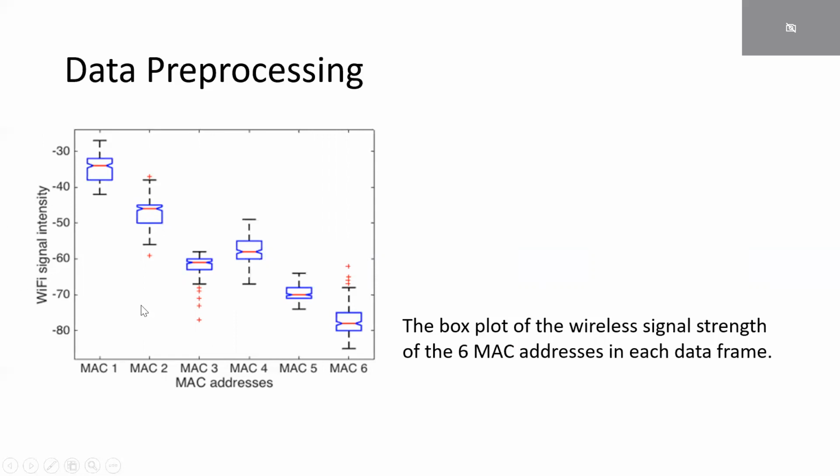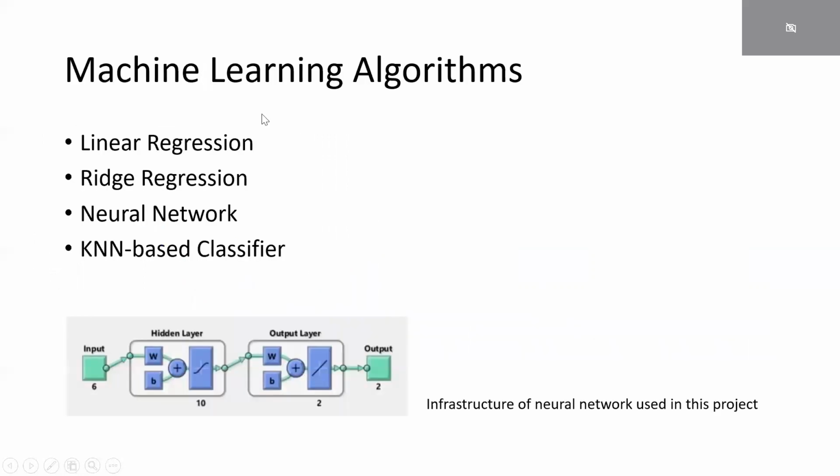So we use this Wi-Fi signal strength data, which is a 6-dimensional vector, as the input of our machine learning algorithm. Here are the algorithms we used, including linear regression, ridge regression, and single layer neural network regression, which is shown here. Also we test a KNN-based classifier and do comparative experiments.